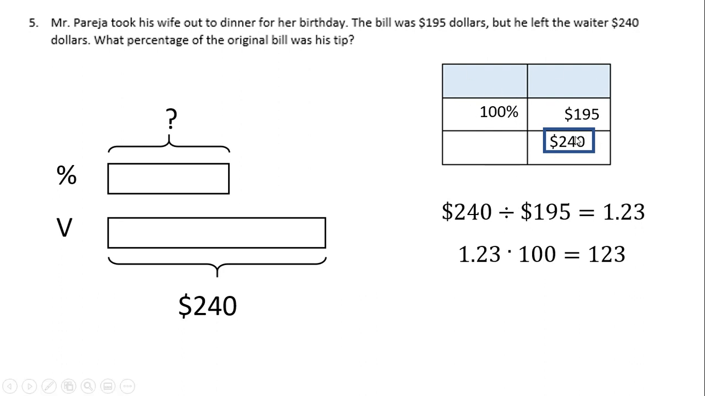Starting with what we know in the table, 240, the pattern stays the same. We divide first, then we multiply, and we get our answer. Because our answer of 123 was on the percent side, that tells us I paid 123% of the bill, meaning I gave a 23% tip.